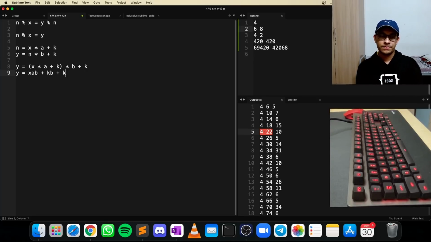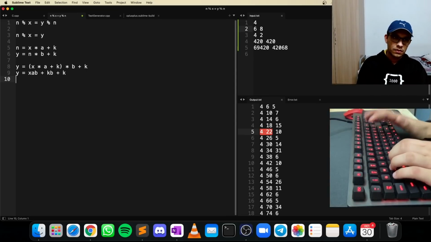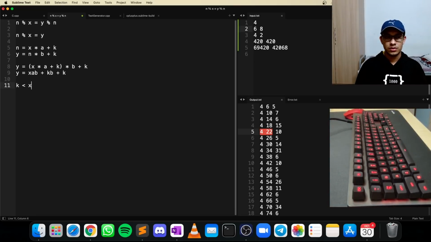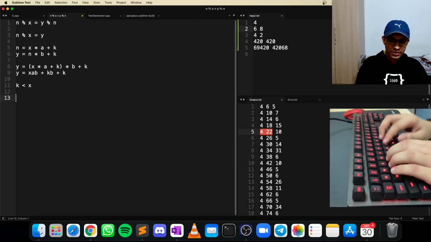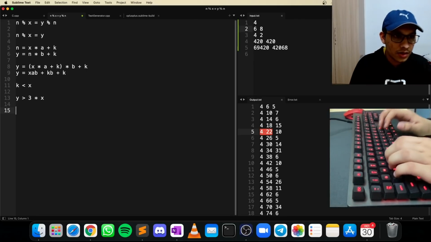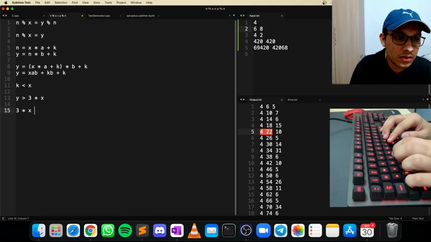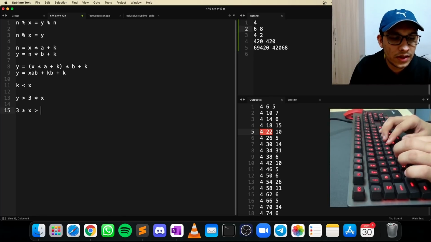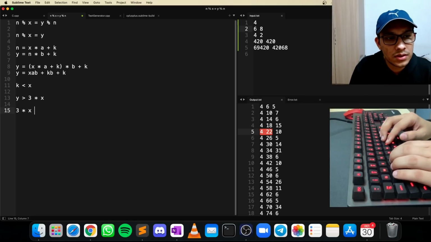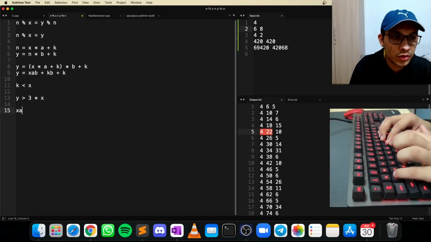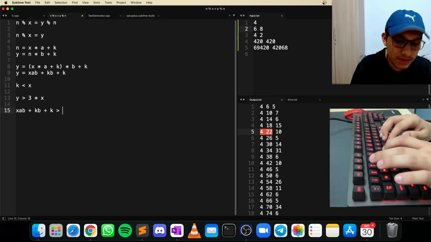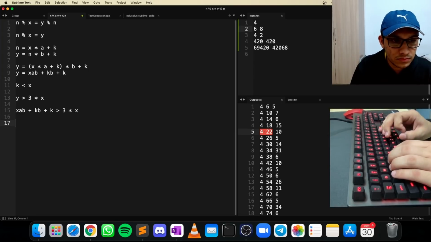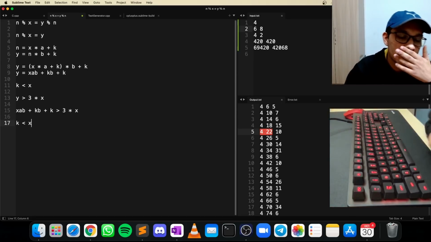B can be 1 as well. A can also be 1 as well. And k has to be less than x. This is what we want. And what we know is that y is greater than 3 into x, right? So what you want is this xab plus kb plus k should be greater than 3 into x, and we want k has to be less than x, right?